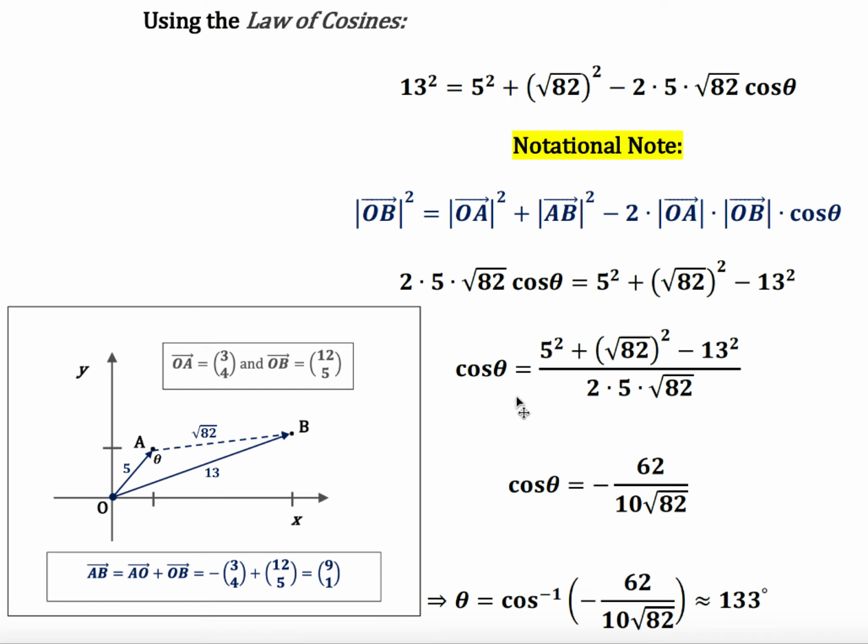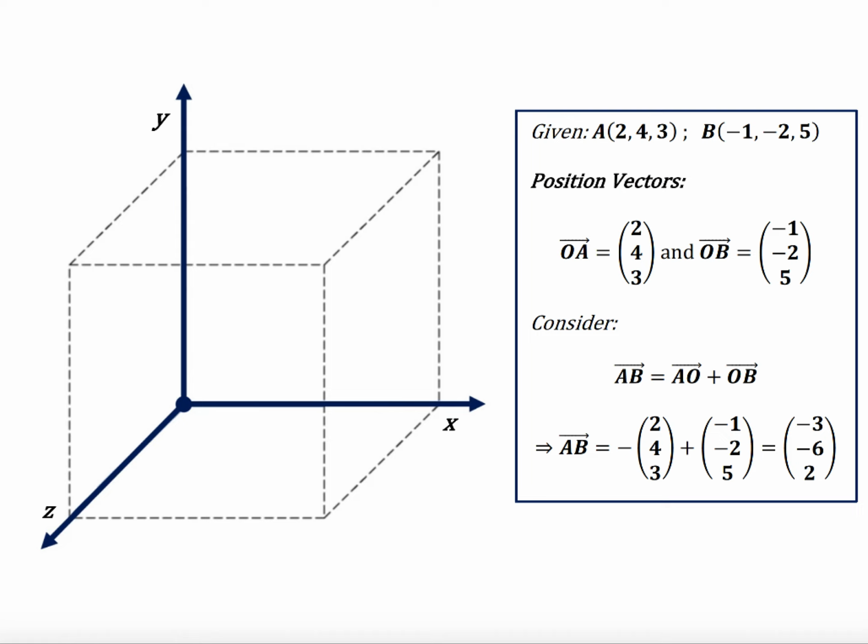And then when you do the actual work on this, carefully do the arithmetic, you would end up getting that the angle in question is cosine inverse of this rather menacing looking form, which you would find to be 133 degrees. And again, we will be revisiting this in a pure vector setting sometime soon.